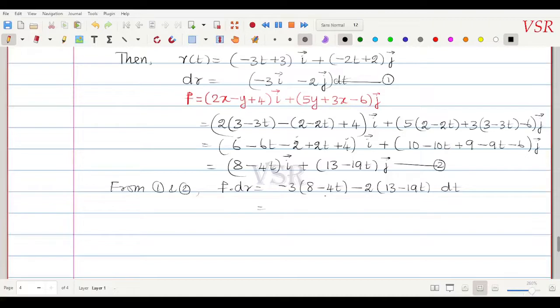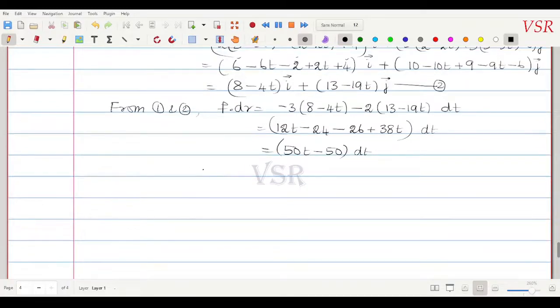Take this minus inside. Alright, how should it be? Let's write this first. So 4 times 3 is 12, so 12t minus 24, plus, after that, minus 2 times 13 is 26, so minus 26, plus 19 times 2 is 38, 38t into dt. So this is 50t, correct? 38 plus 12 is 50t. Then this is also 50. So we have 50t minus 50, dt.